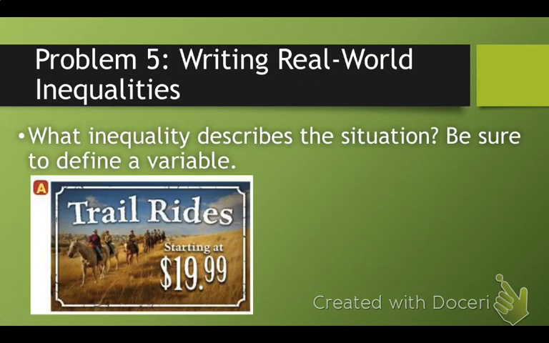All right, in a real-world situation here, writing an inequality that describes our real-world situation, and we do need to make sure that we define the variable or state what the letter is going to be standing for. So as I look here, I see a sign that talks about trail rides, and it looks like we're talking about the cost of trail rides. So I'm going to write C equals cost of the ride, and that is going to be part of my inequality.